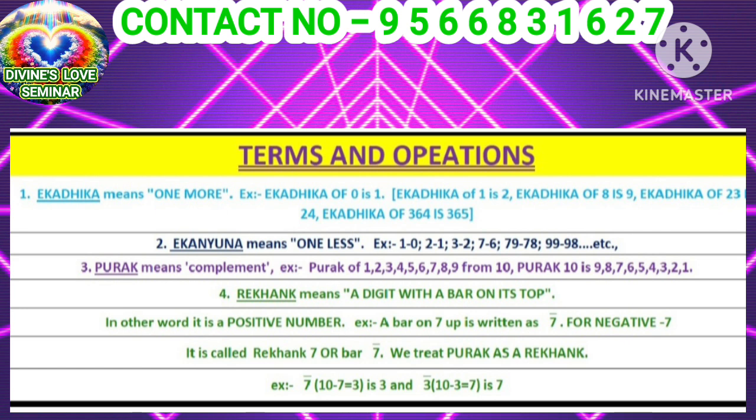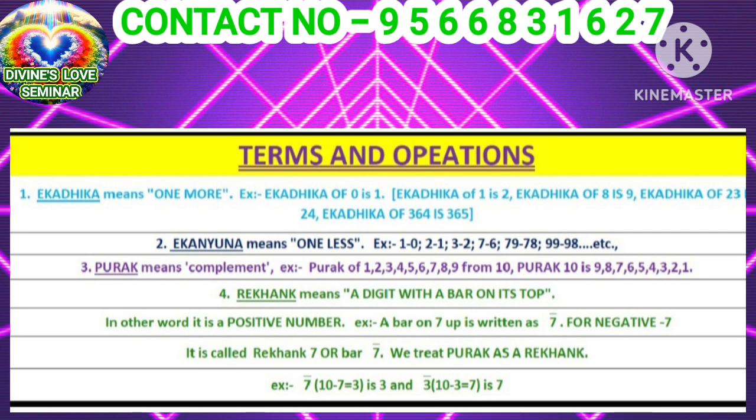The third term is Purak. Purak means complete. Example, Purak of 1, 2, 3, 4, 5, 6, 7, 8, 9 is taken from 10. Purak of 10 is 9, 8, 7, 6, 5, 4, 3, 2.